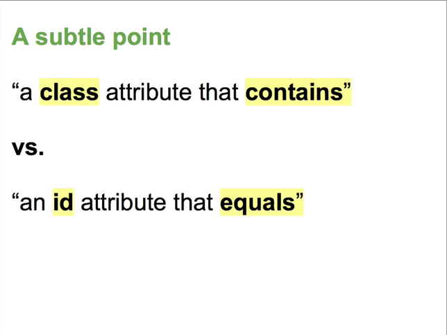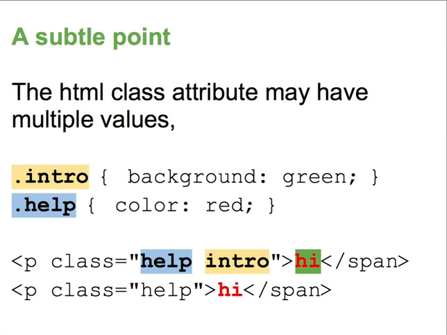A subtle point here, you notice that in the paragraphs before this we said a class attribute that contains versus an ID attribute that equals. This is important. In HTML, the class attribute can take multiple classes separated by spaces. So the value here, help space intro, is interesting. This will apply to CSS classes if they're defined. So we have .intro, which says the background should be green, and .help, which says that the color should be red. So in this first P, both match, and so both are true, and you get text that is red with a green background. In the second one, only the help selector applies, and so the text is red.